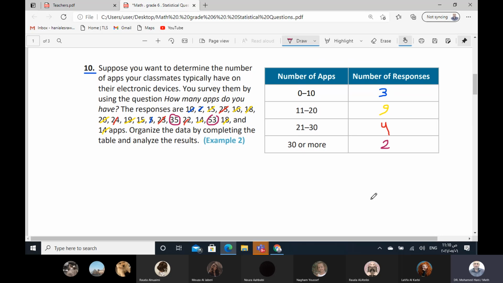So we can write here the result: the most data is between 11 and 20.